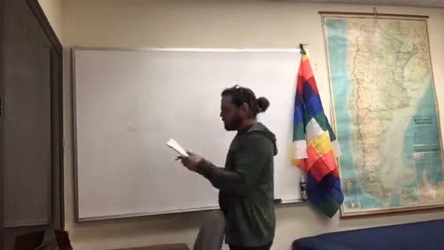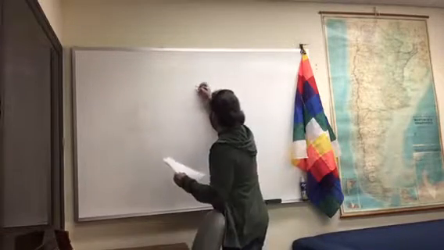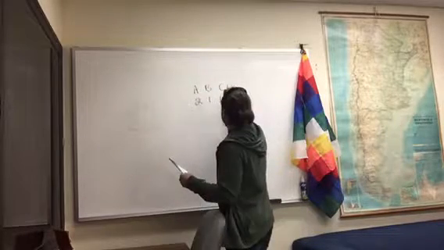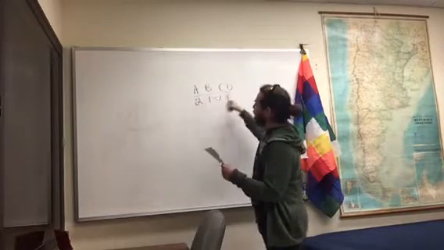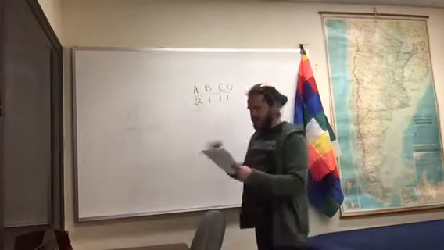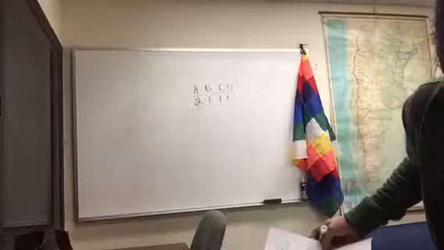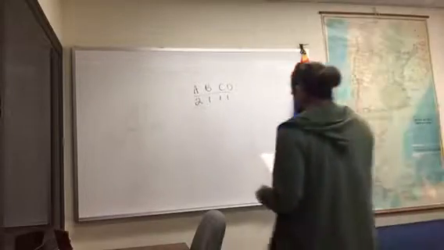So let's set it up. We have A, B, C, and D. 2 points for A, and then 1 each for B, C, and D. This is standard from the class. Can you guys see that? Yeah. Okay.